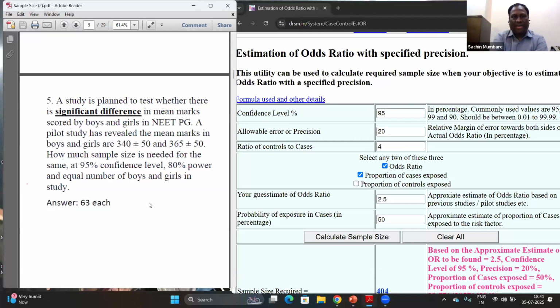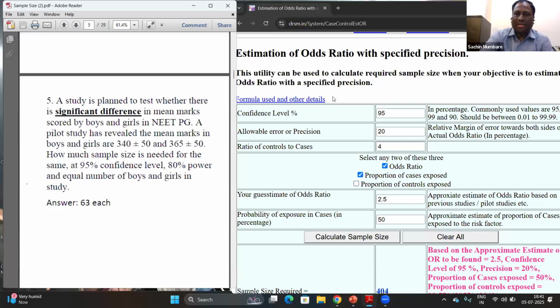A study is planned to test whether there is significant difference in mean marks scored by boys and girls in NEET PG. A pilot study has revealed the mean marks in boys and girls are 340 plus minus 50 and 365 plus minus 50. How much sample size is needed for the same, at 95% confidence level, 80% power, and equal number of boys and girls in study?